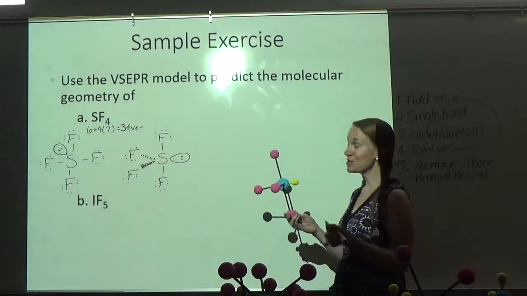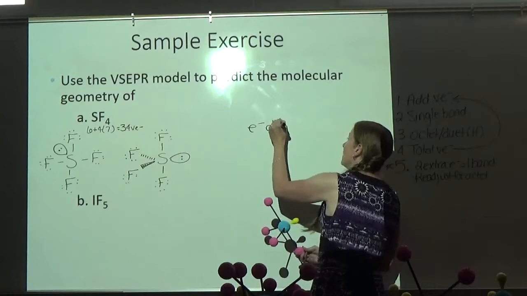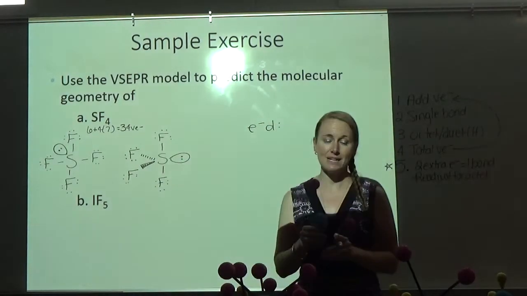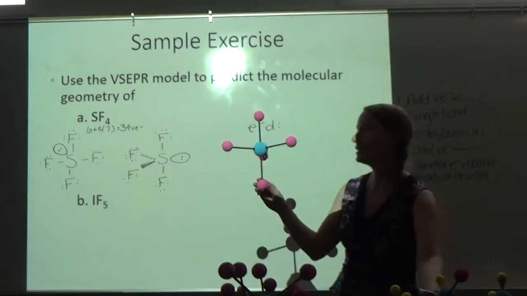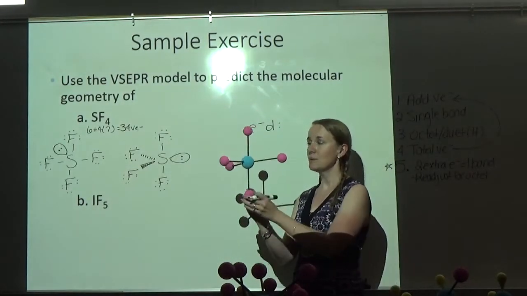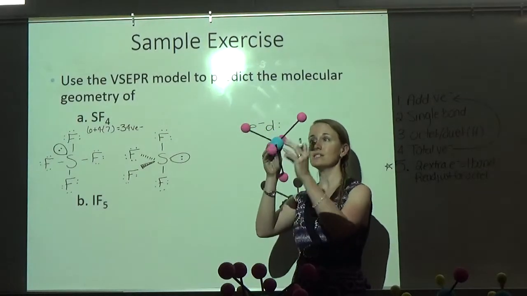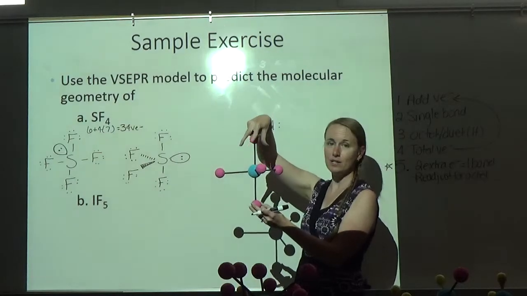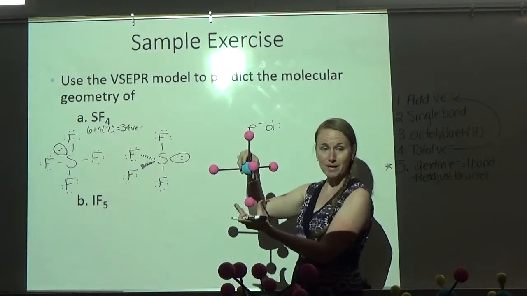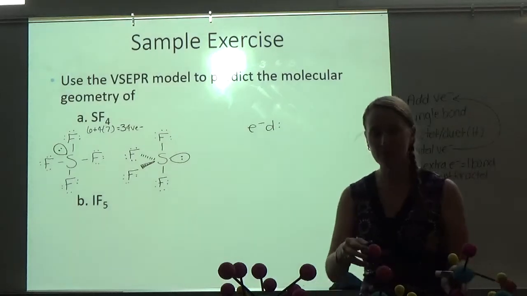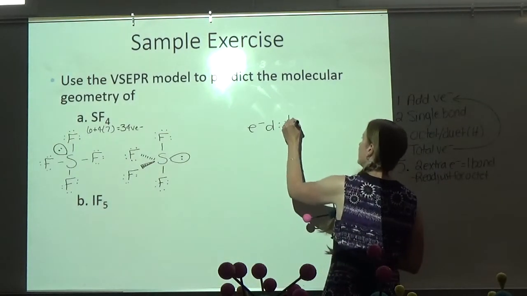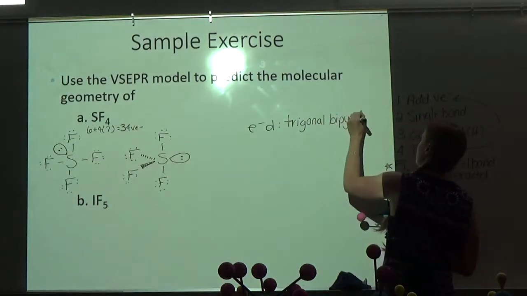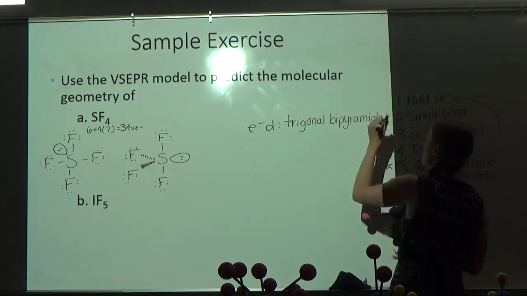Okay, so let's fill out the shapes. So I have 1, 2, 3, 4, 5 domains. So that is based off of this right here, 5 domains. So remember, this is called trigonal because the center is a triangle, bipyramidal because there's a pyramid on top, there's a pyramid on bottom. Okay, so my domain shape, my electron domain shape is trigonal bipyramidal. Bi just means 2 pyramids.